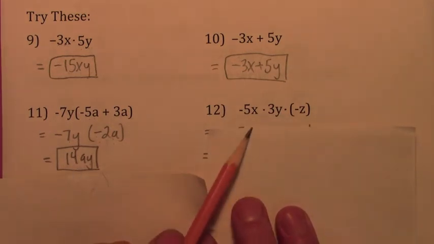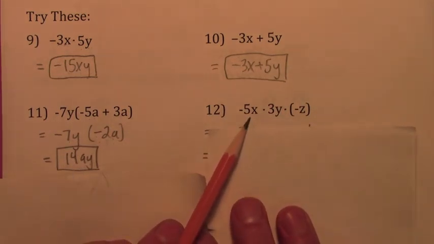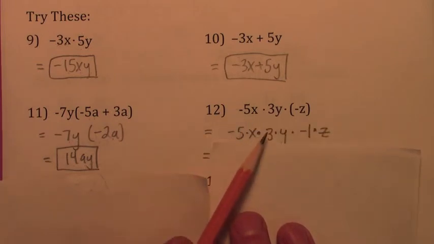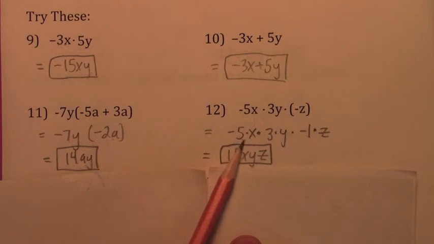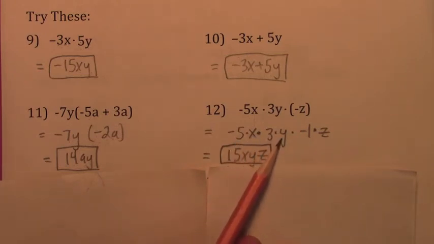Factors or terms? Factors. Negative 5 times x times 3 times y times negative 1 times z. There are 6 factors. You can multiply the negative 5 times the 3 times the negative 1 and get positive 15. And then the variables, let's just leave it as xyz.